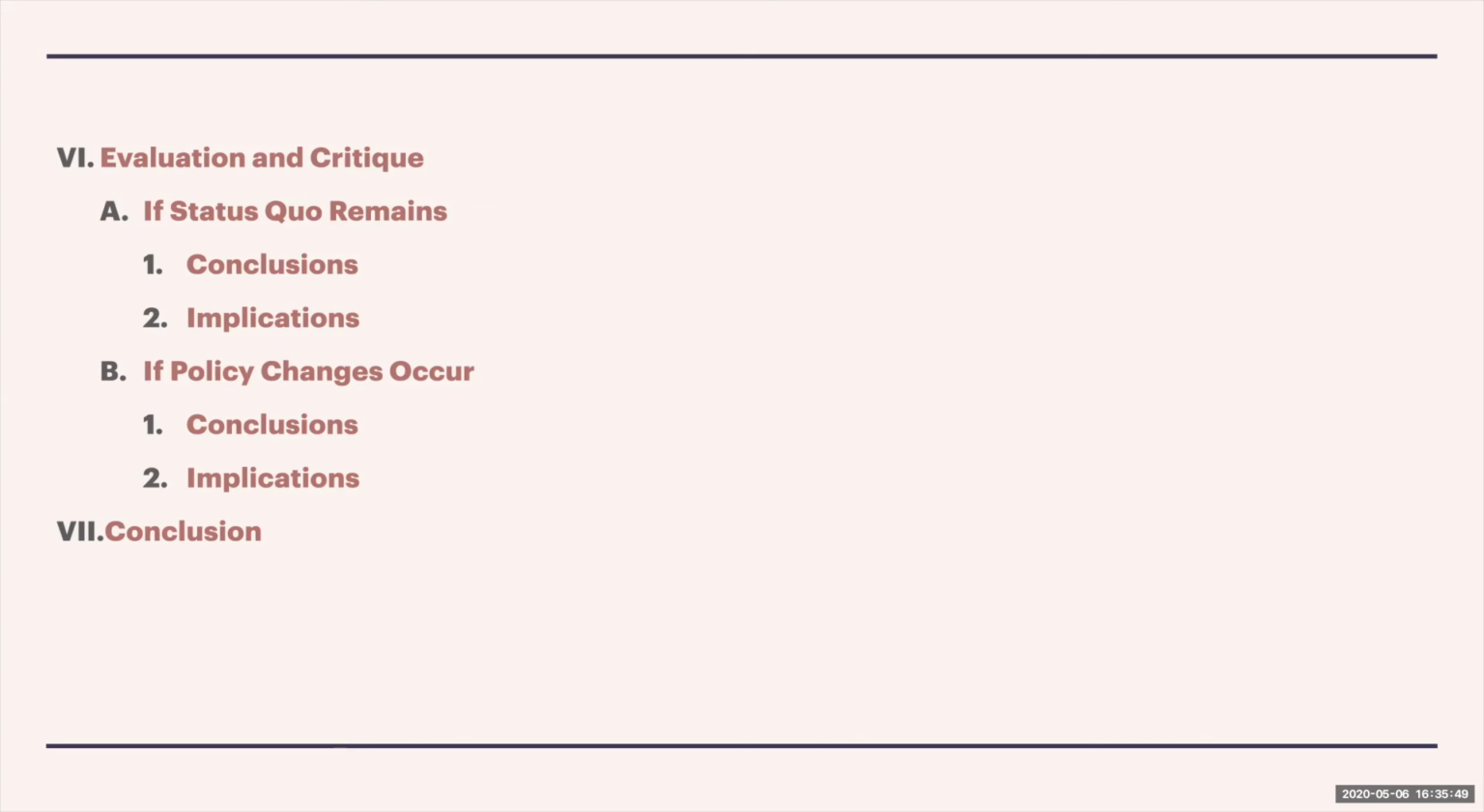So if we're talking about whether spanking should be illegal, what happens if it doesn't, if it remains legal? What does that mean? Or what happens if policy changes occur? Then what are the implications of that? What happens if spanking is made illegal? Well, what can we conclude from that? What will happen? We need to take those into account: we look at the data, we look at the trends, and we make educated projections based off of the evidence.